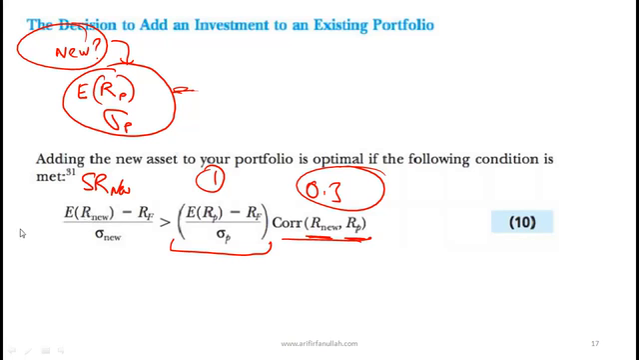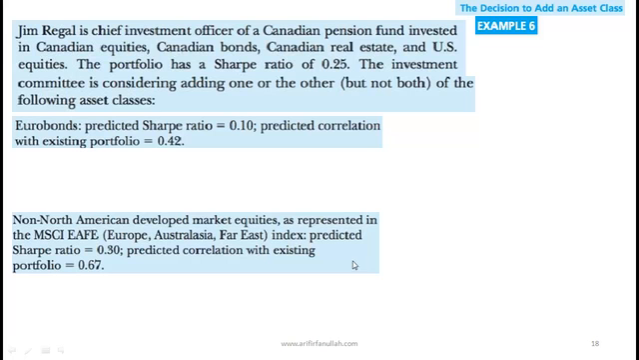Can you remember this? So just add the asset if the Sharpe ratio of the asset is greater than the Sharpe ratio of the portfolio times correlation. And I just said correlation. Why? Because there's obviously only one relevant correlation. Okay, so remember that and do this. This time I'm not giving you the formula, but you need to know it. So what do you do here? What do you compare? What is the Sharpe ratio of the new asset?